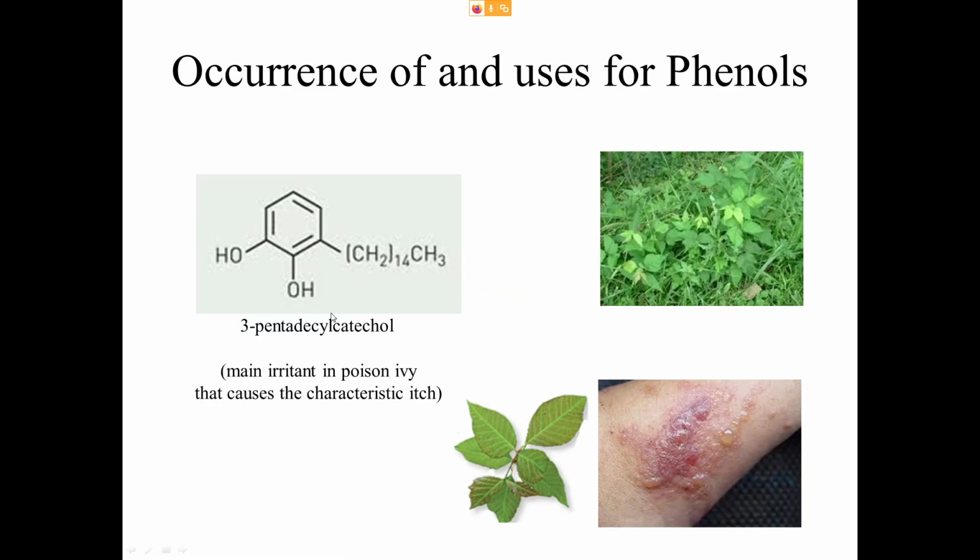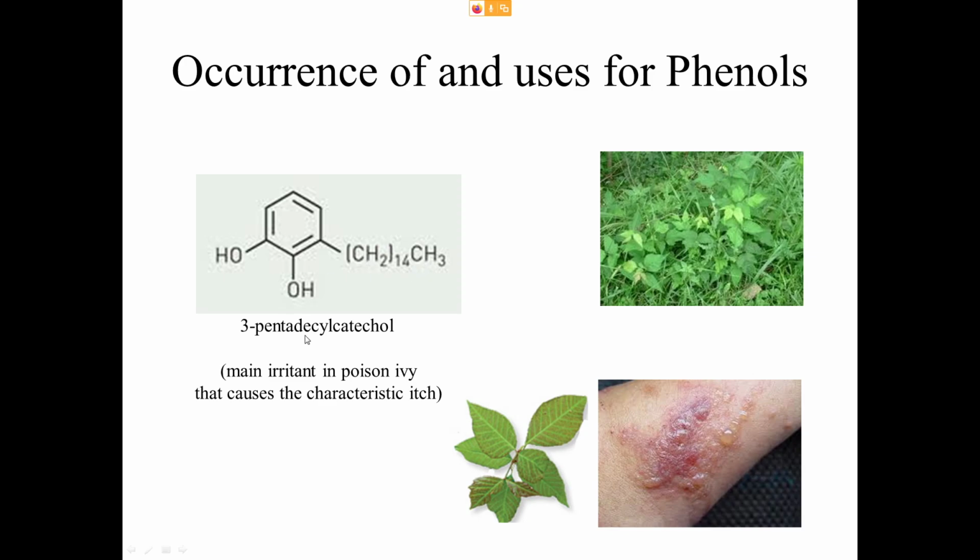Here's one that you don't want to encounter. It's a benzene ring with 2 OHs. They're next to each other, or ortho, so this is catechol again. And instead of just a regular catechol, it's got this really long chain on it. This thing is 15 carbons long: 14 CH2s and then 1 CH3 on the end.